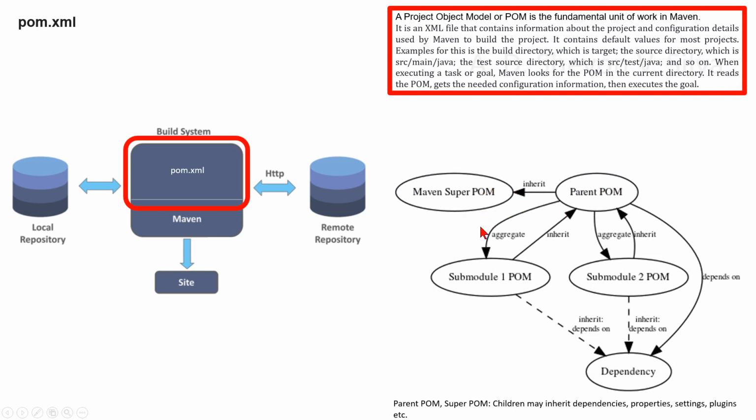The children may inherit dependencies, properties and settings and plugins, etc. from parents, making it possible to share common ground. Both aspects may be combined. The children may import as many BOMs as they want, but can have only a single parent to inherit from at a time.